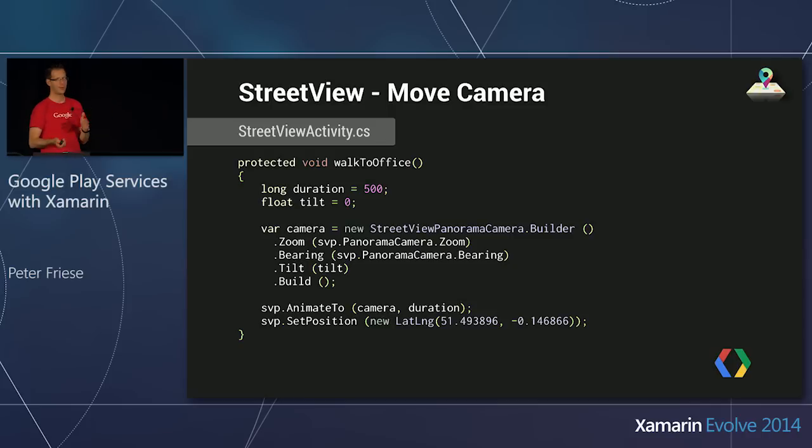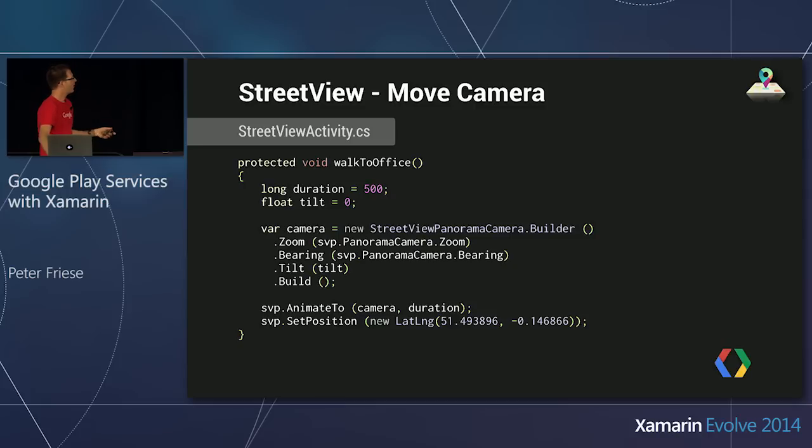So we've got a camera. And you can update the position, the zoom factor, the bearing, the tilting, and other factors of the camera like this. So you create a new camera with the panorama camera builder. You set the zoom factor, you set the bearing, you set the tilt factor, and then you build it.